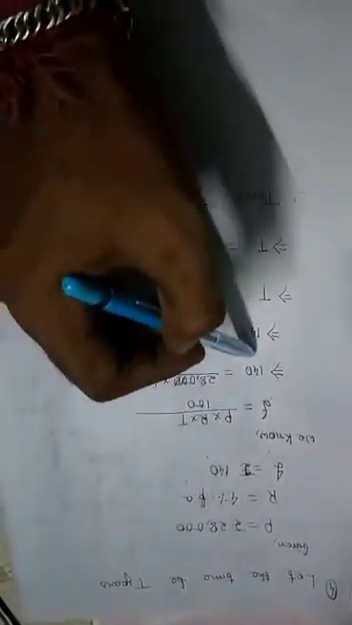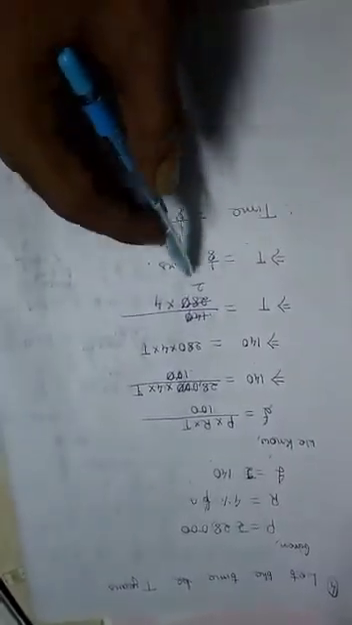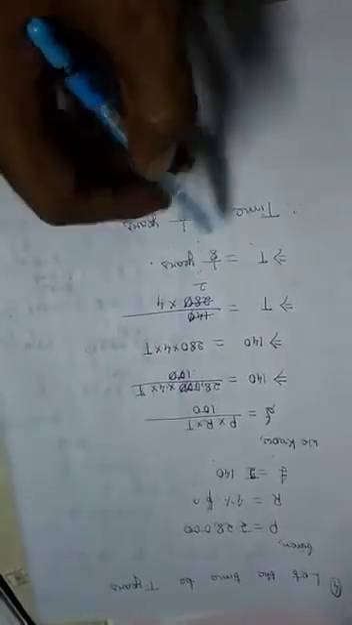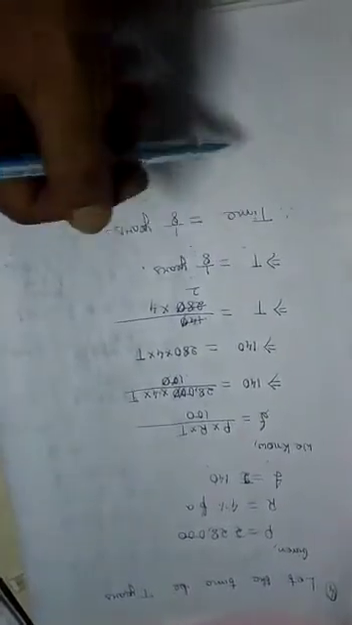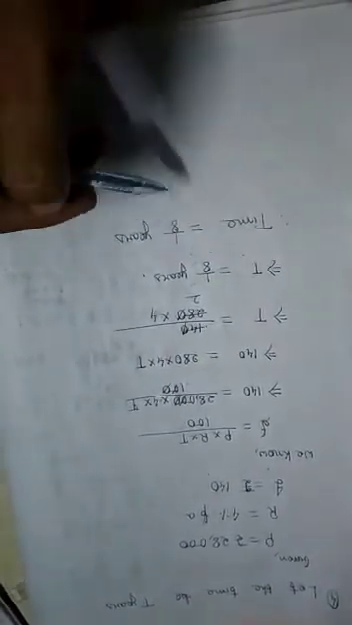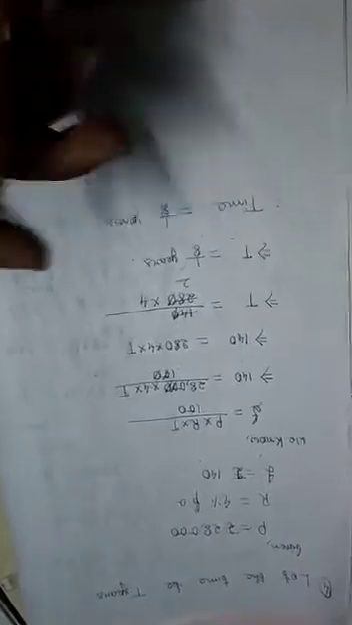So interest is 140, principal is 28,000. Just put the values, then cross multiply, and he has taken the money for 1 by 8 years. If you want to convert it into months, you can, or you can keep it in years also. So 1 by 8 years he has taken the money.